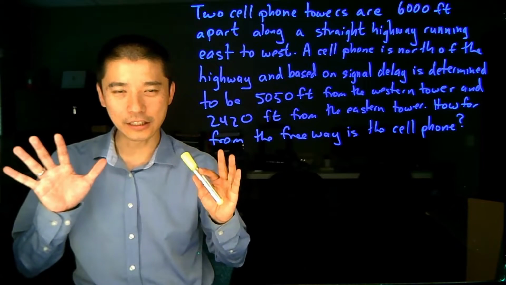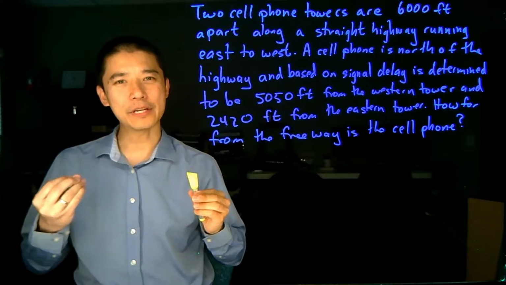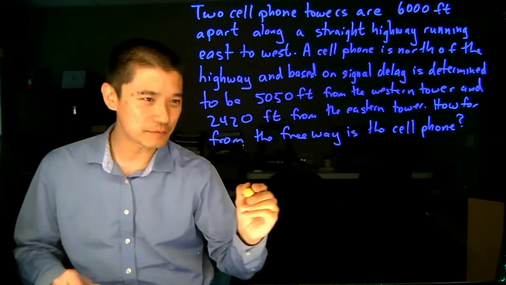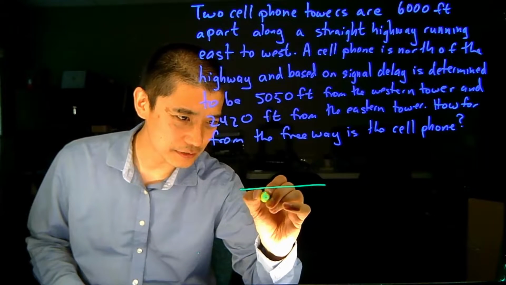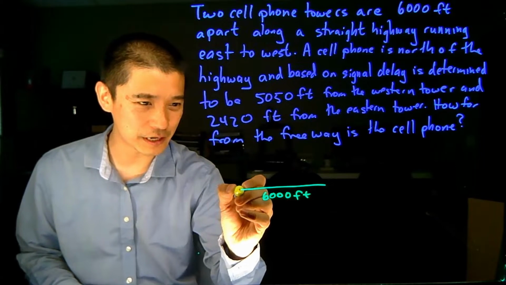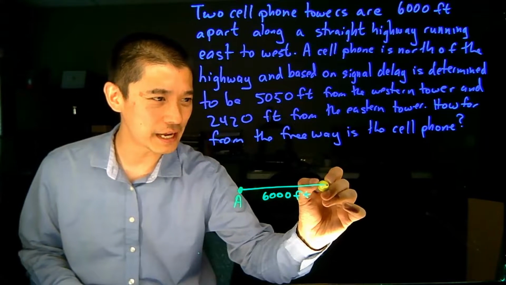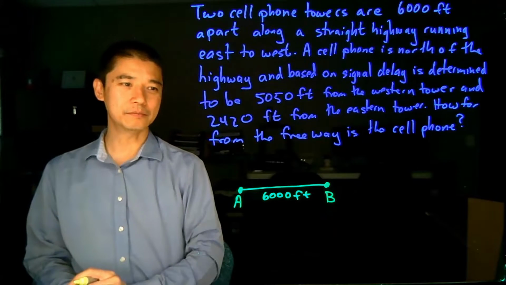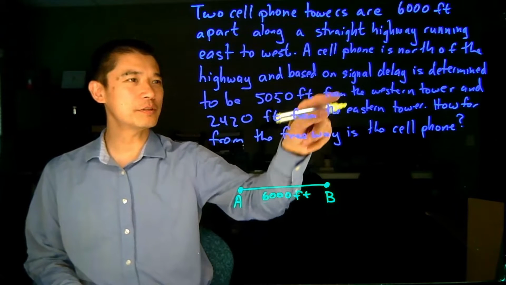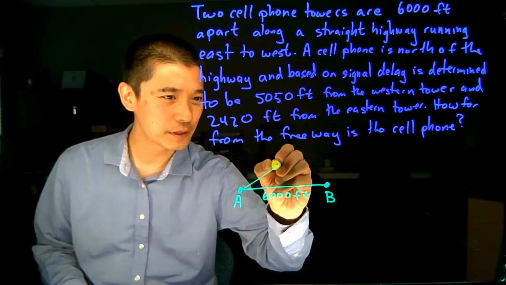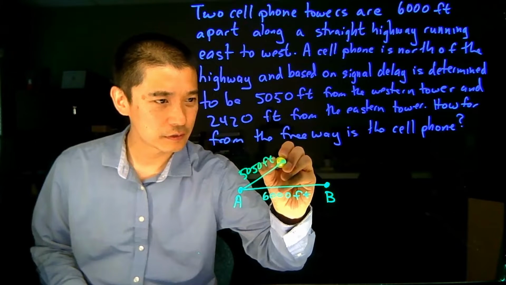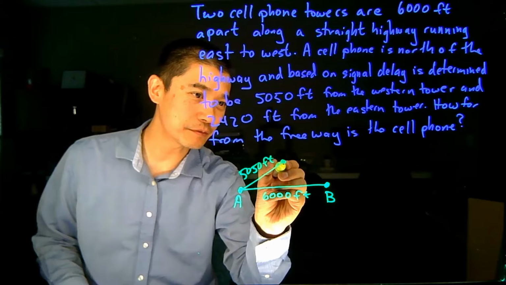Now this problem has a lot of words again, and so we need to take a moment and just think through all the bits and pieces. Two cell phone towers are 6,000 feet apart, and I wrote it this way because we're on an east-west highway, separated along that highway. So here's cell tower, let's call it A, and cell tower B. There's a cell phone somewhere to the north, somewhere up here, and it is determined to be 5,050 feet from one tower, and then 2,420 feet from the other.